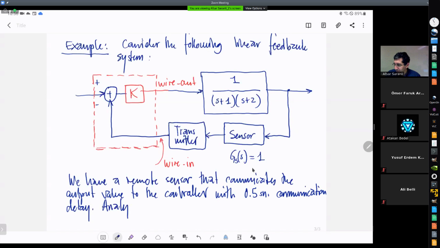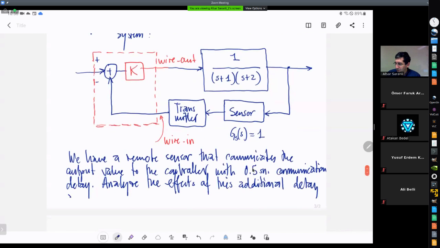Analyze the effect of the time delay, of this additional delay, on the closed loop behavior of the system. Okay.